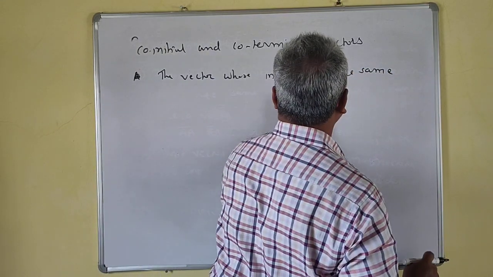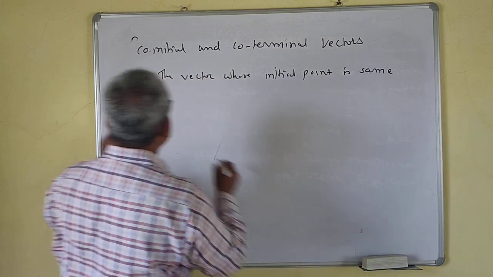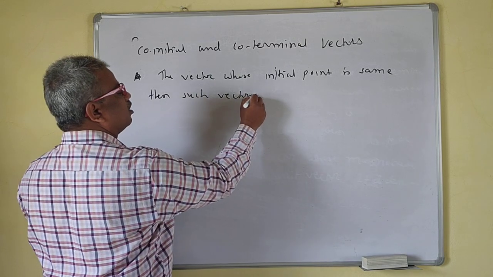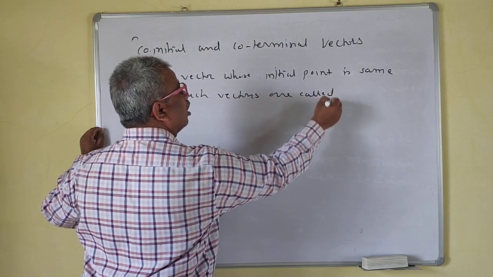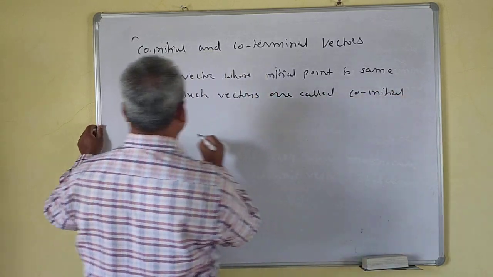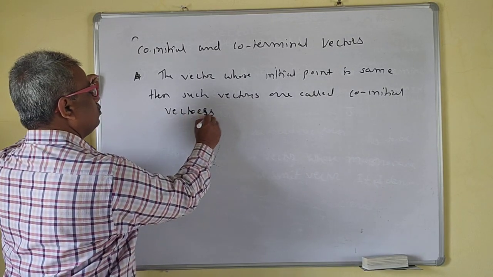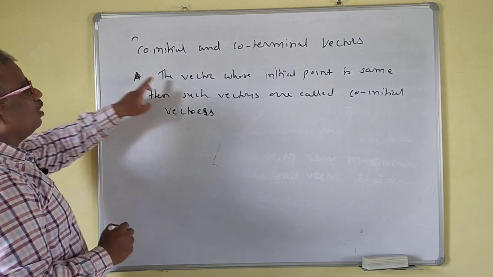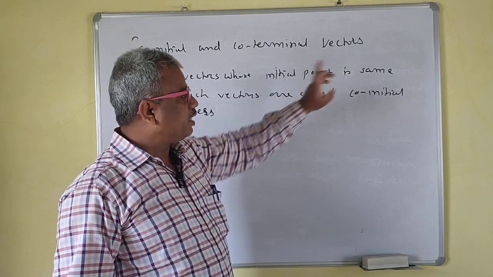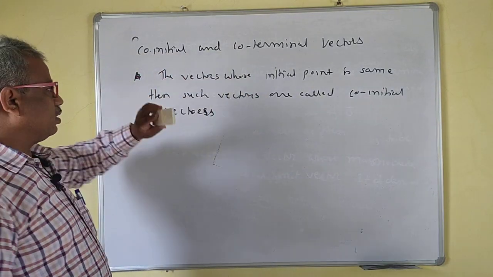Whose initial point is same, such vectors are called co-initial vectors. Now co-terminal vectors mean what? The vectors whose terminal point is same, then such vectors are called co-terminal vectors. So very simple.